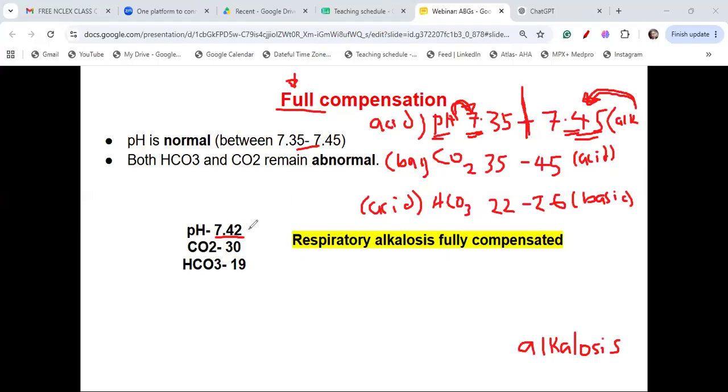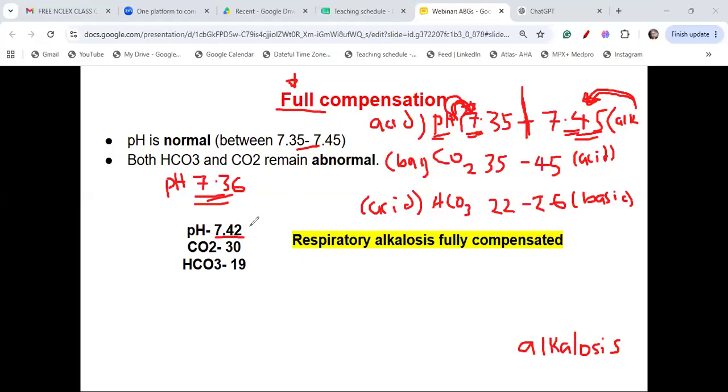Okay? Before we continue, if the pH was 7.36, it is still within the normal range. But where was it coming from? It's coming from the acidic side. I hope you're able to see. It is normal, but where was it coming from? It is coming from the acidic side.